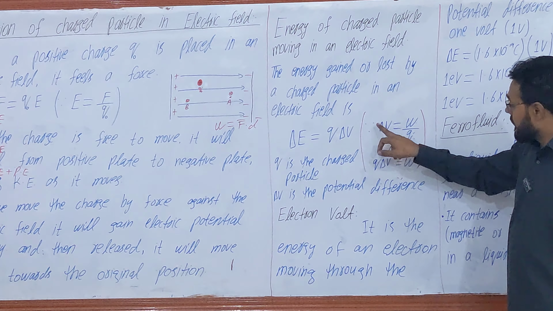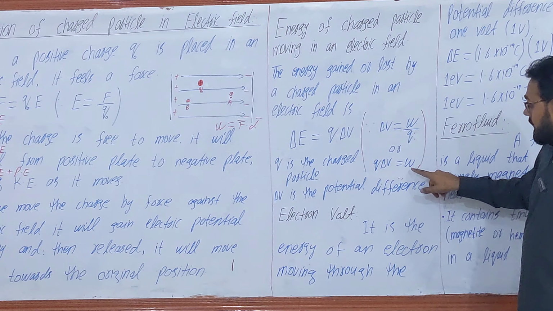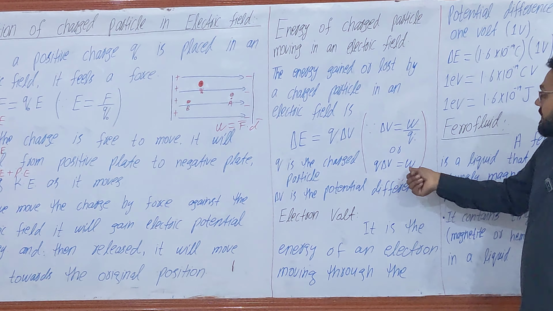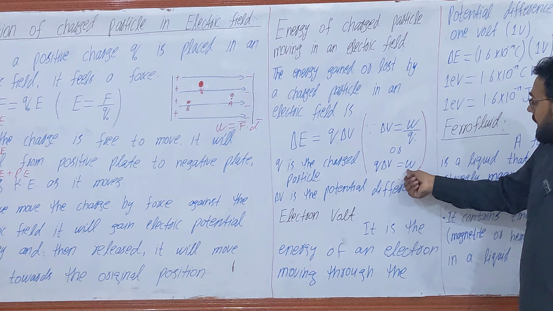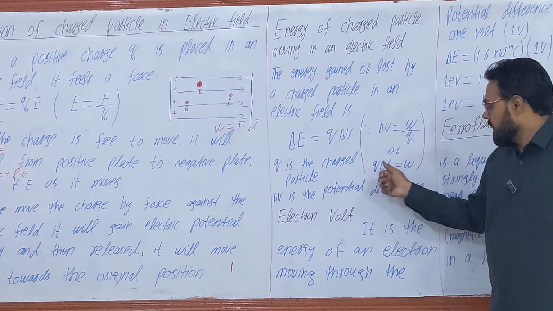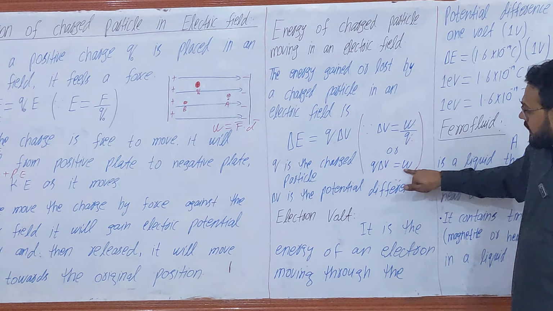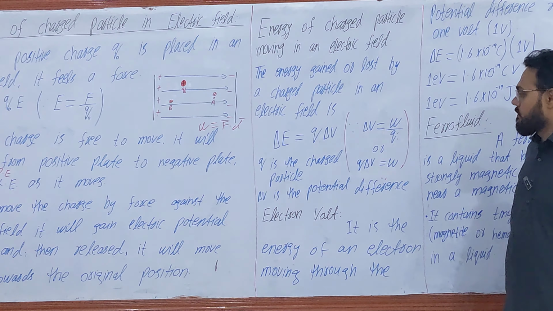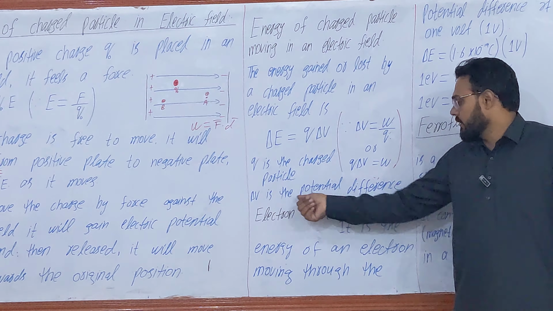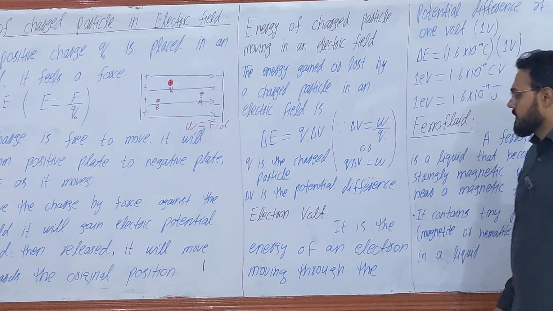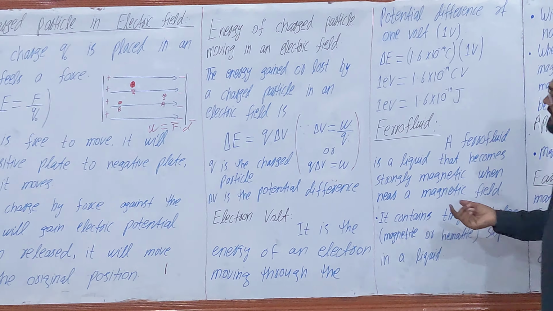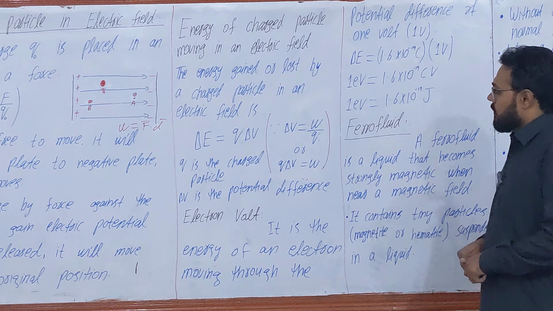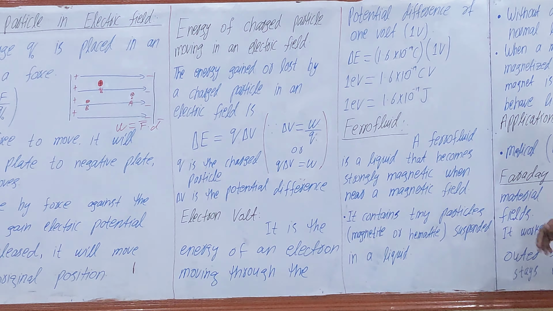Now Q will be multiplied with delta V for the work. Here the work is stored as electric potential energy, so we can put delta E in the place of work. Then delta E is equal to Q delta V. Q is the charge, delta V is the potential difference between those points. So it's the energy of a charged particle in an electric field.